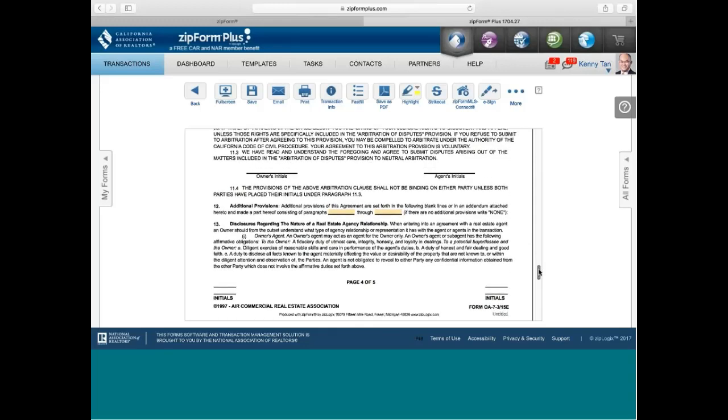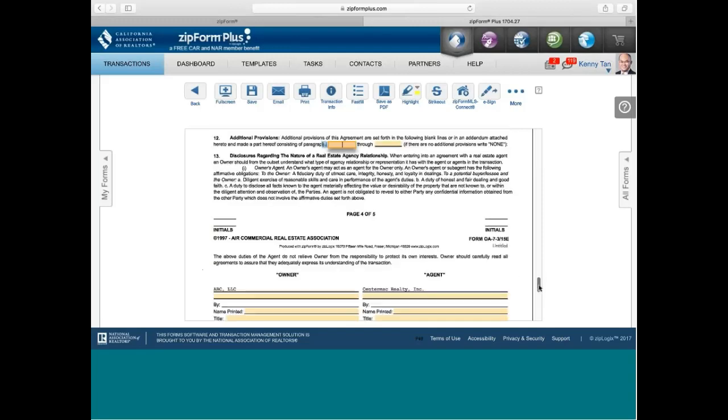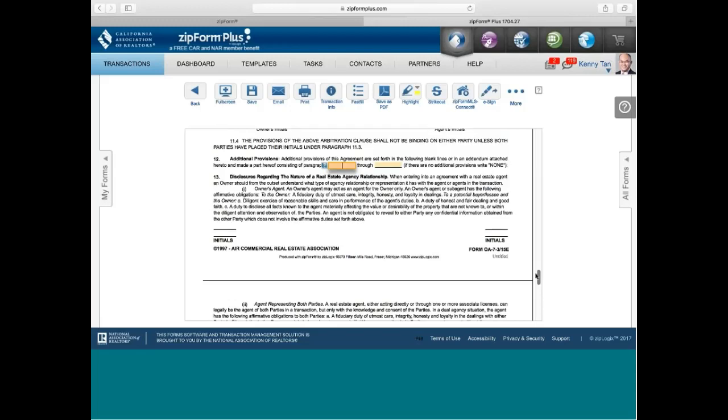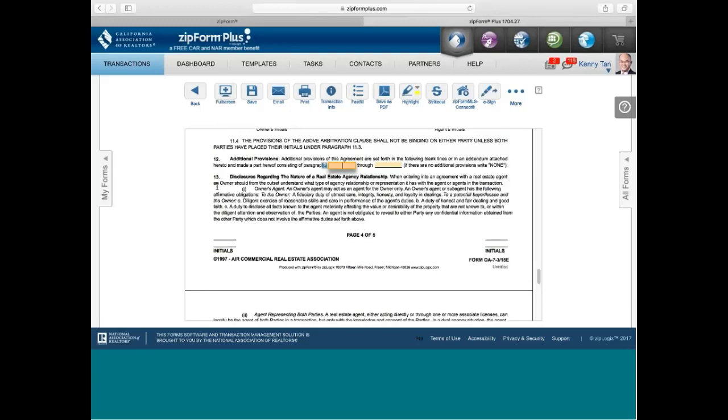If you have any additional provision, you should add the paragraph numbers here. Don't start with paragraph number 1. You start with paragraph number 14 because the last paragraph is 13. So if you have any addendum, anything that is not on the standard form that you want to add, start with paragraph 14 and end with whatever paragraph.